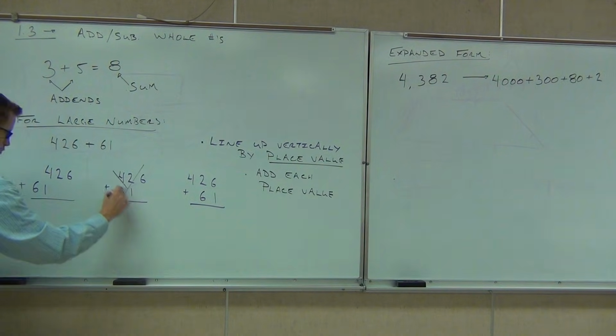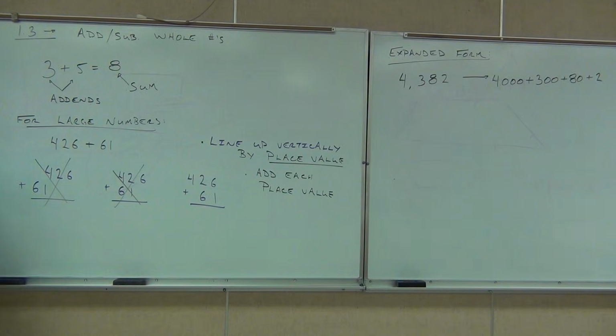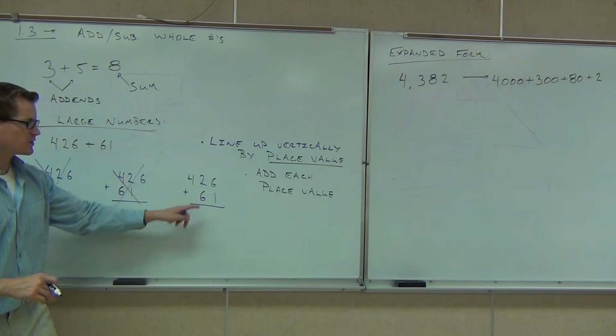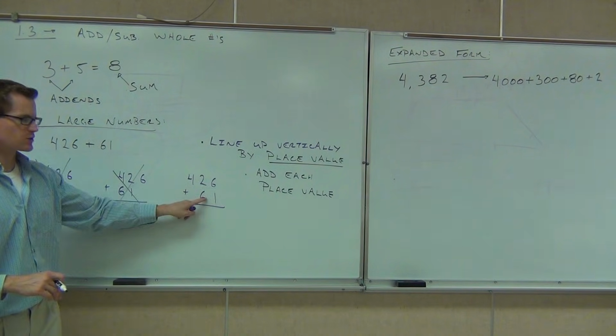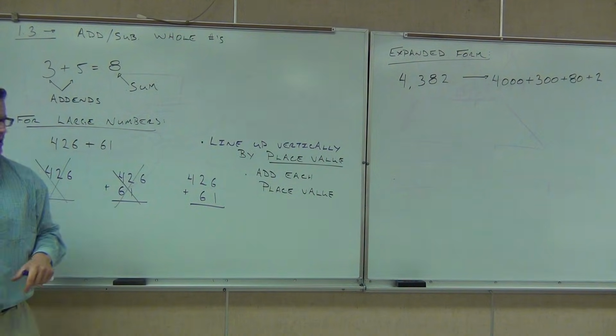Okay, so this one, not so much. And this one, definitely not so much. But these are lined up by place value. We've got to have 1s over 1s and 10s over 10s. Otherwise, it's not going to make a whole lot of sense. So let's go ahead and do this.